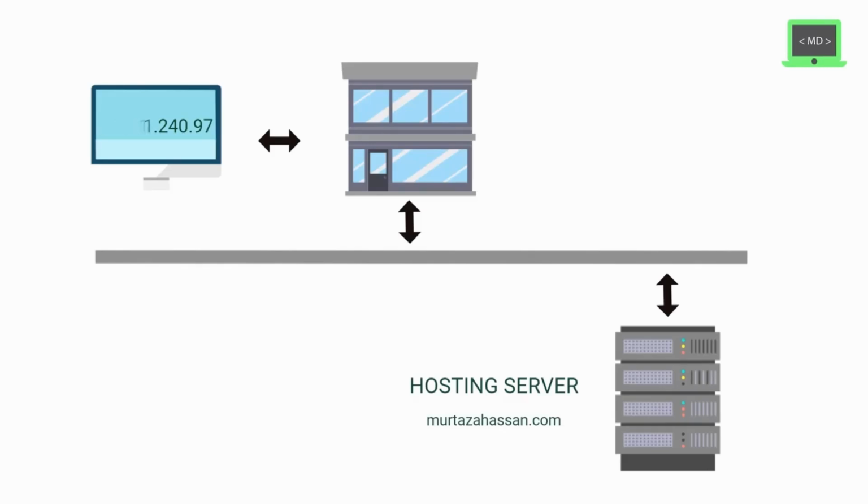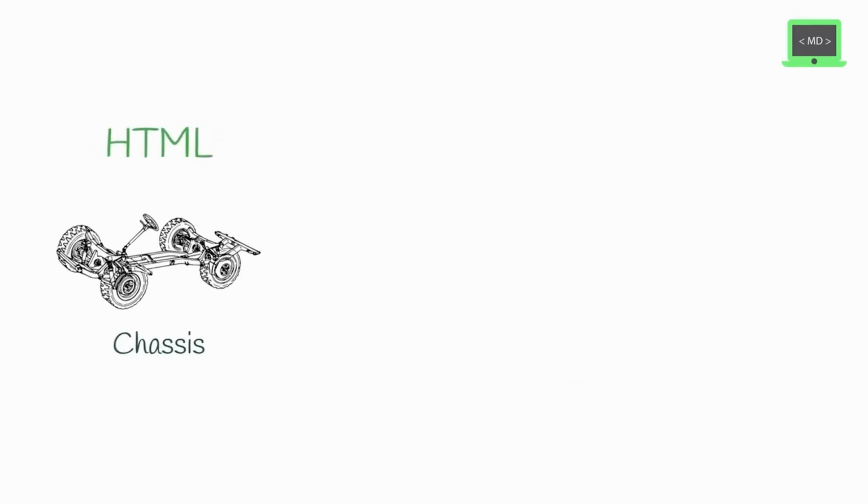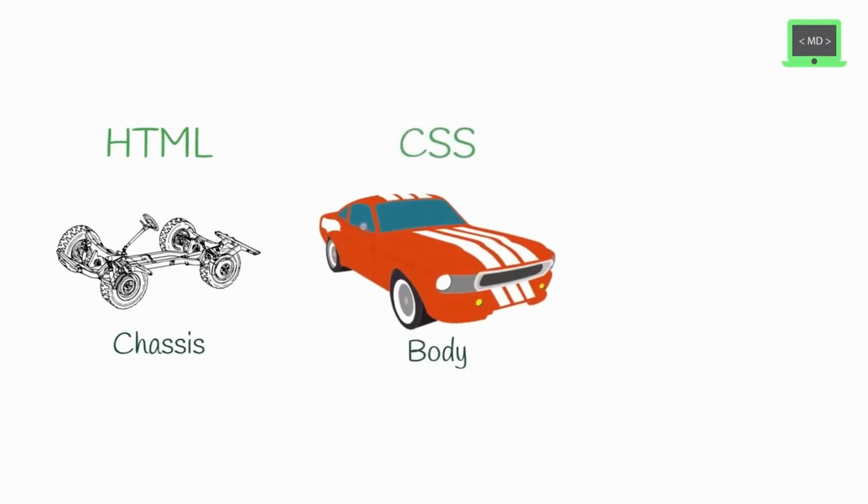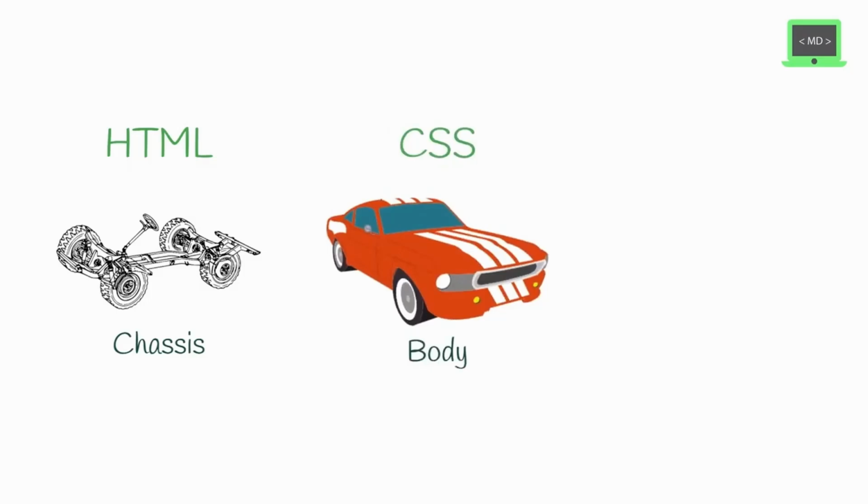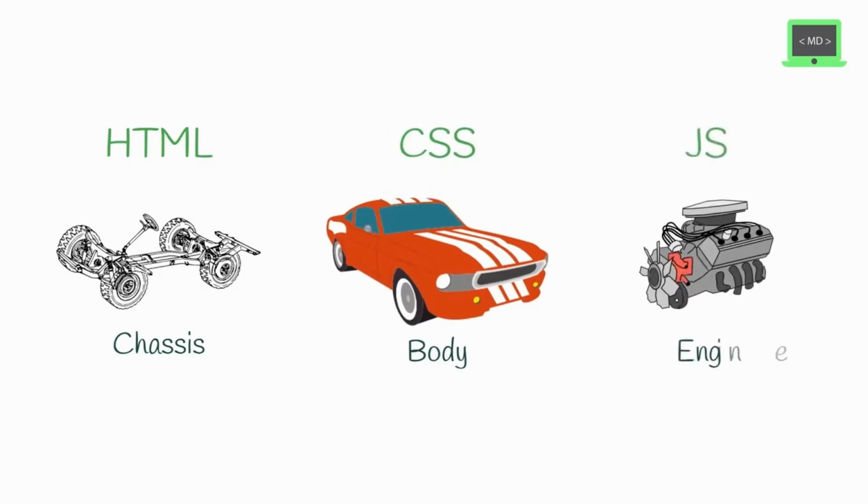The hosting server in most cases will send back 3 main files: HTML, CSS, and JavaScript. But why do we need 3 files? Well, each one of them has its own purpose. If we take the analogy of a car, then the HTML is the chassis, which is based on the structure. CSS is the body that accounts for appearance. And JavaScript is the engine that is responsible for the functionality.